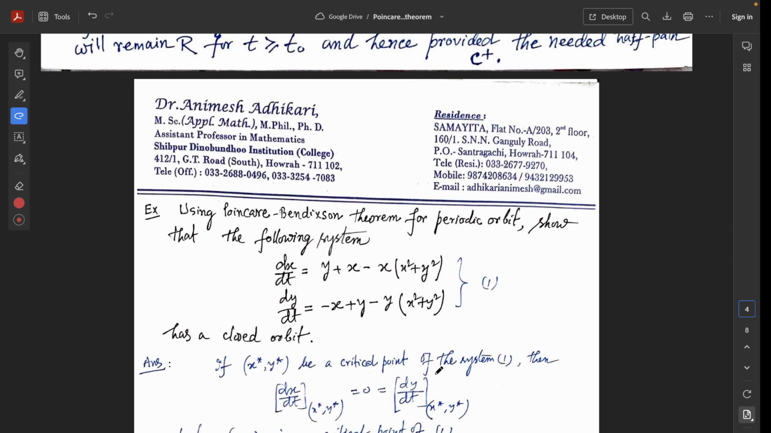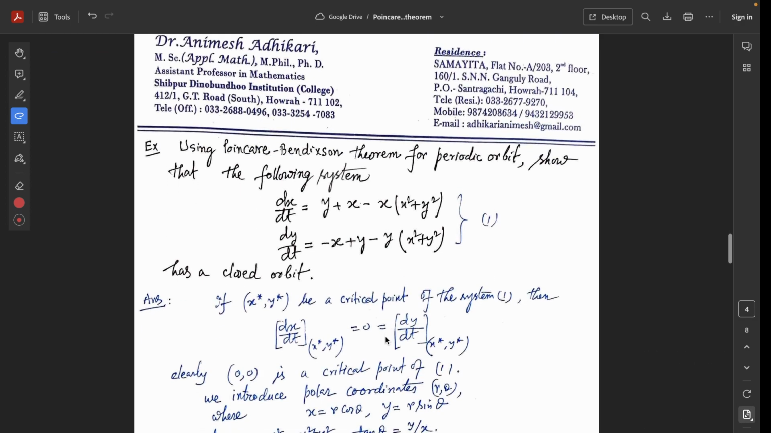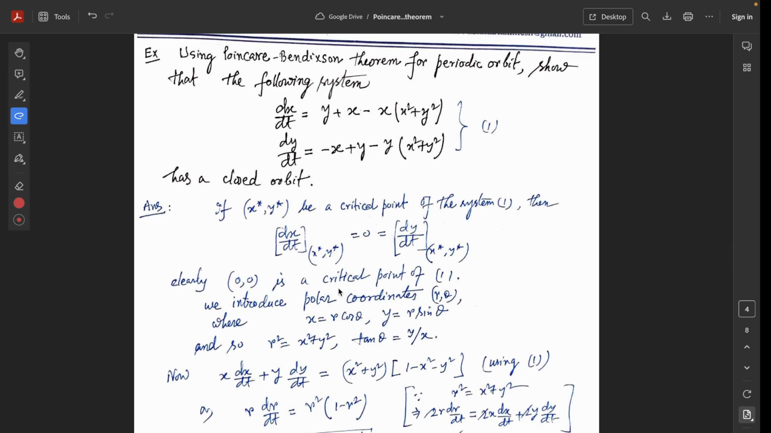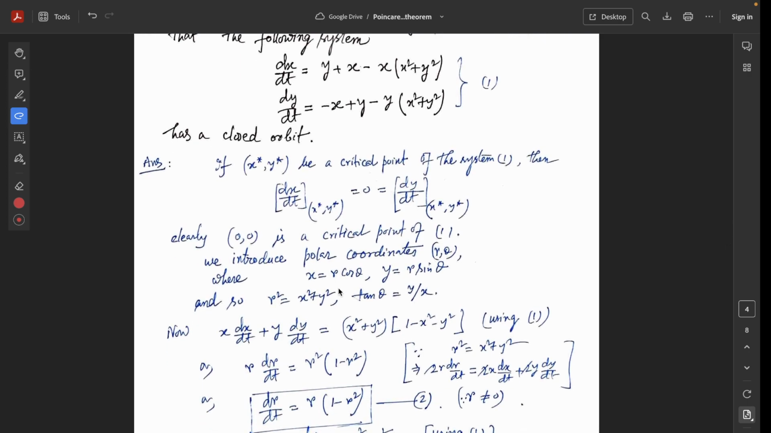Consider this example: dx/dt equals y plus x minus x times (x square plus y square), and dy/dt equals minus x plus y minus y times (x square plus y square). Using the Poincare-Bendixson theorem, this system has a closed orbit. First we find the critical point. Say (x star, y star) is the critical point of the system, then dx/dt at the point (x star, y star) equals 0, and dy/dt at the point (x star, y star) equals 0.